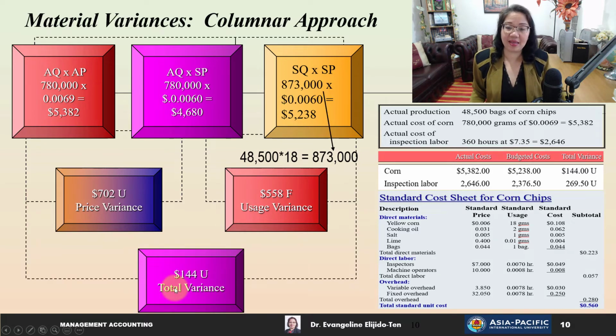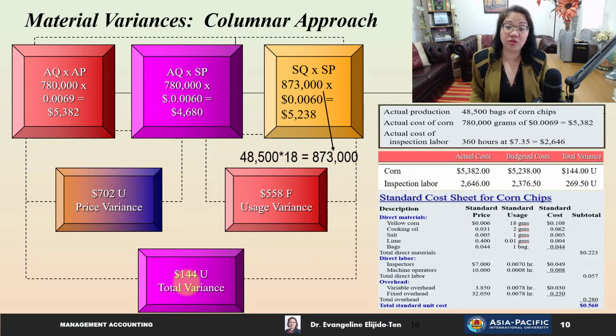So in this case, the total variance is simply $702 unfavorable and $558 favorable. Because one is favorable and the other one is unfavorable, we will actually get the difference. And that gives us $144.